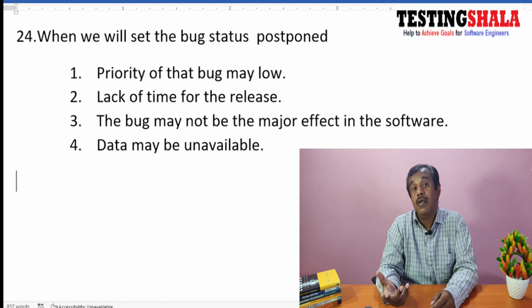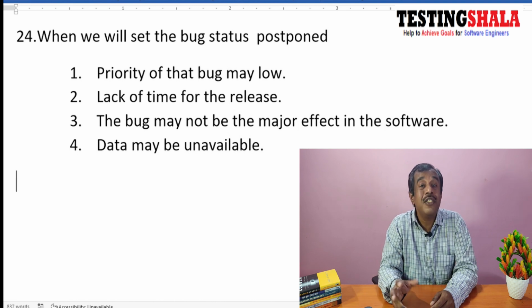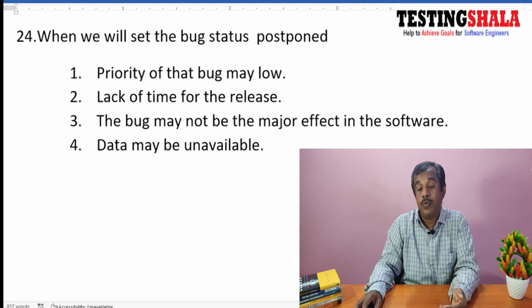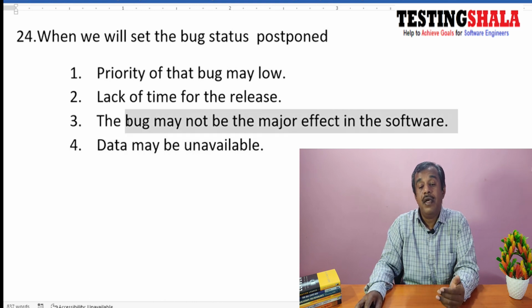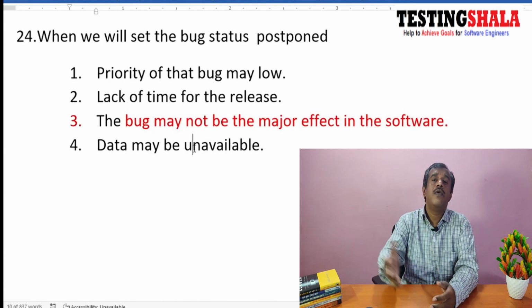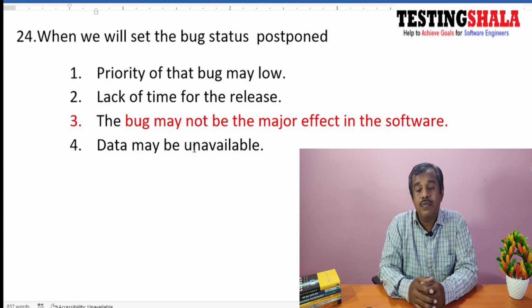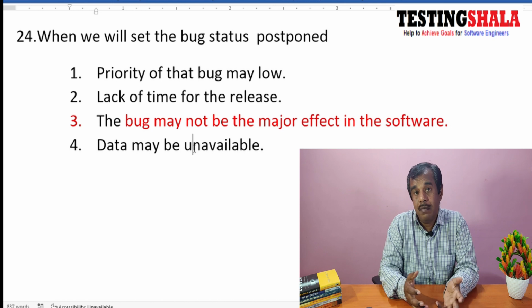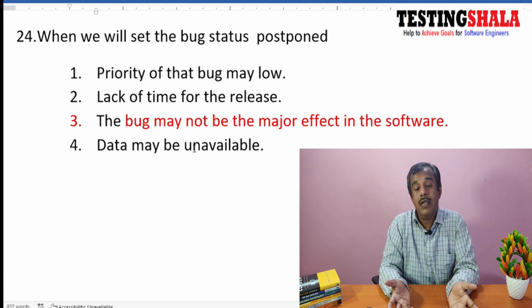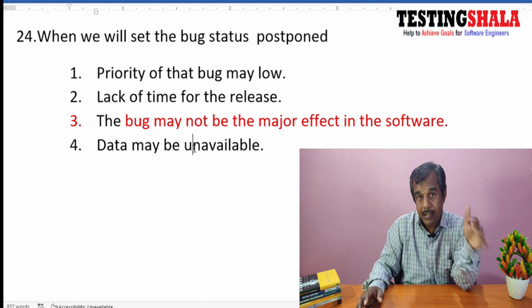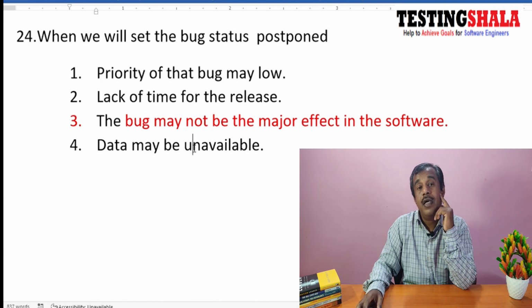We will postpone defects when the issue is not a major issue, or is not impacting the client. That is where we postpone. That means the bug may not have a major effect, so we take a call to move it to the next release. Lack of time for the release is normally not a reason to postpone, because if it is a critical defect, we cannot postpone it. Even if the priority of the bug is low, if the client says there is an impact, then you will have to fix it. Data may be unavailable is again not the right answer. The right answer is any defect with a lesser impact to the client, which we take care of in the next release.